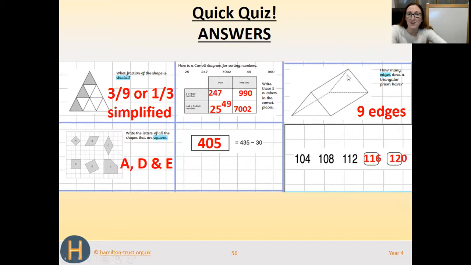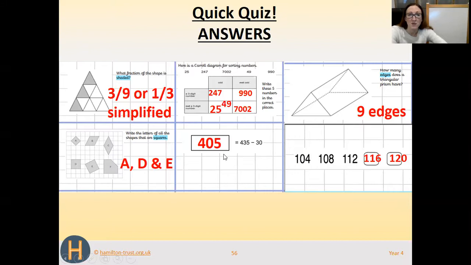Next up, we have 9 edges. Should we just count them together? We've got 1 at the top, 2, 3, 4. Then we've got 5, 6, 7, and the 2 along the bottom, 8, 9. So we have 9 altogether. Next up, the 3 shapes that are squares are A, D, and E. Okay, because all of them have right angles and sides that are the same length.